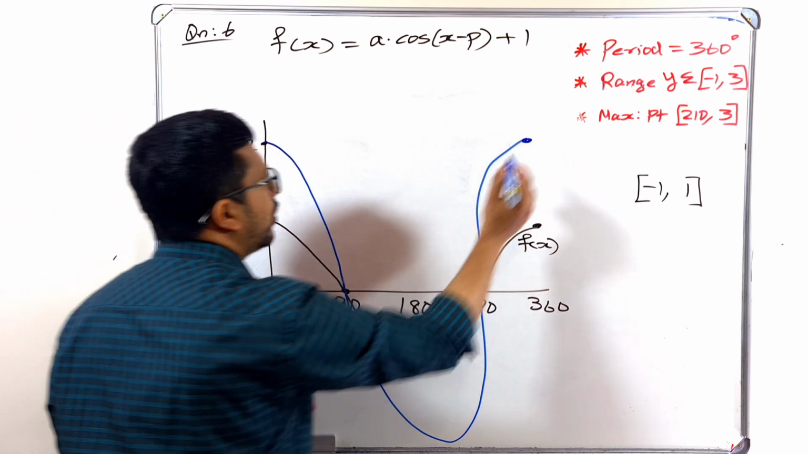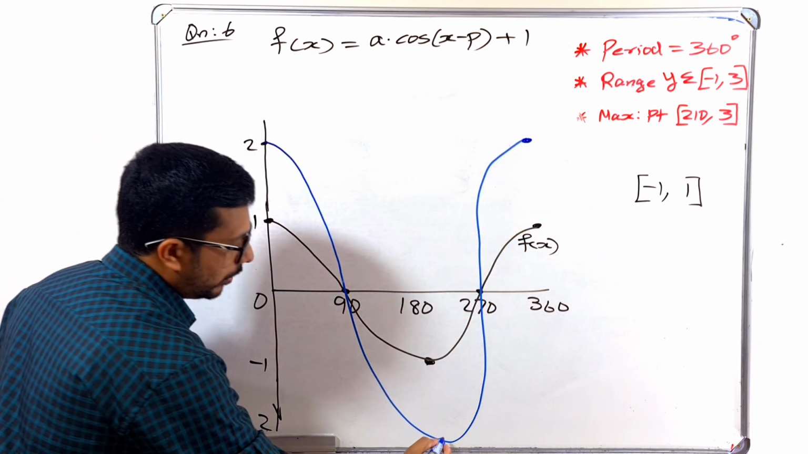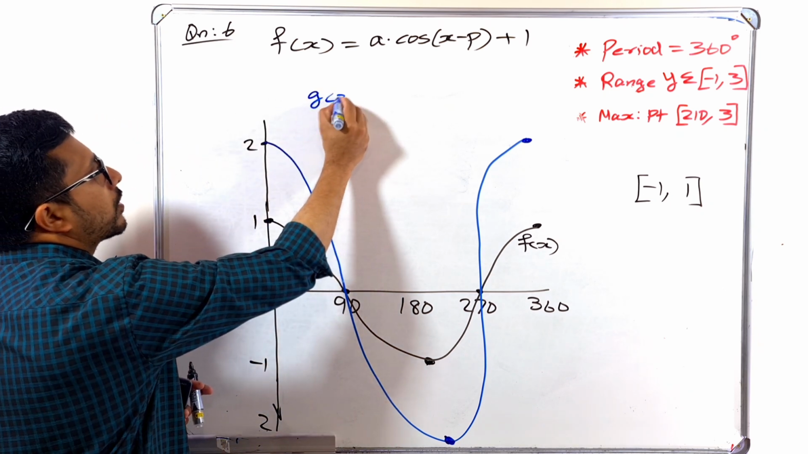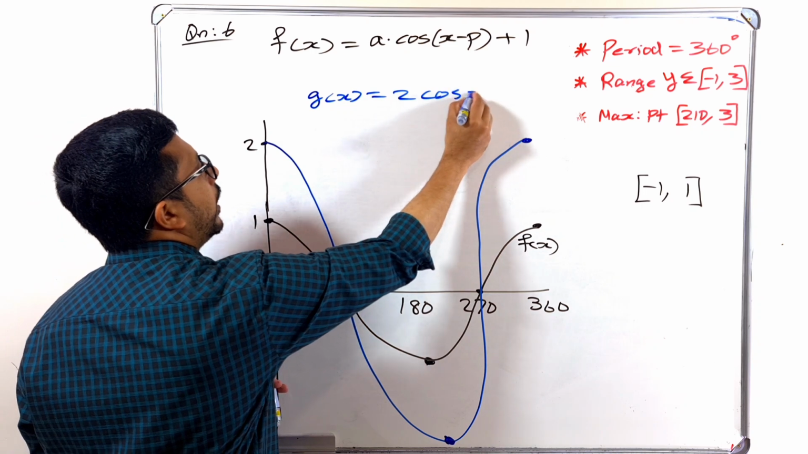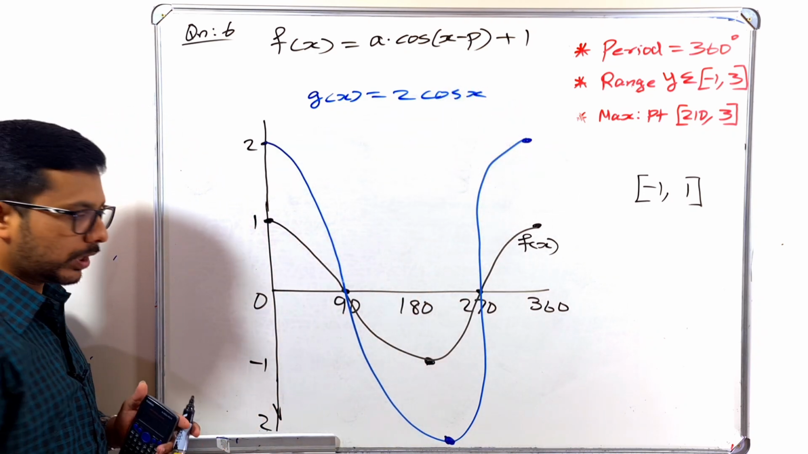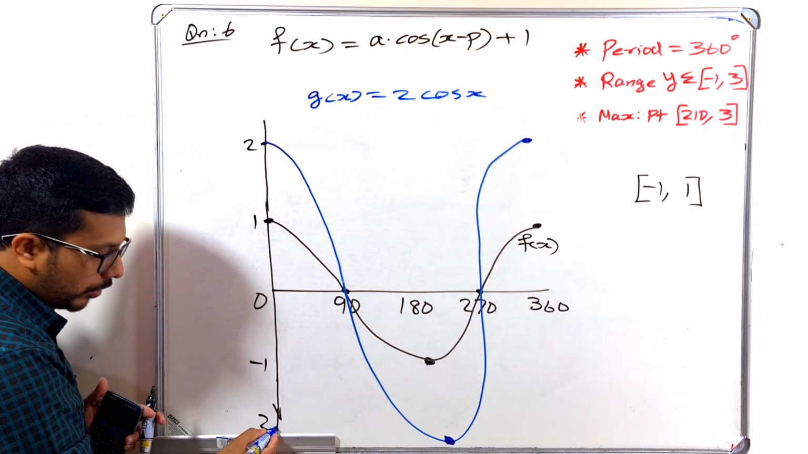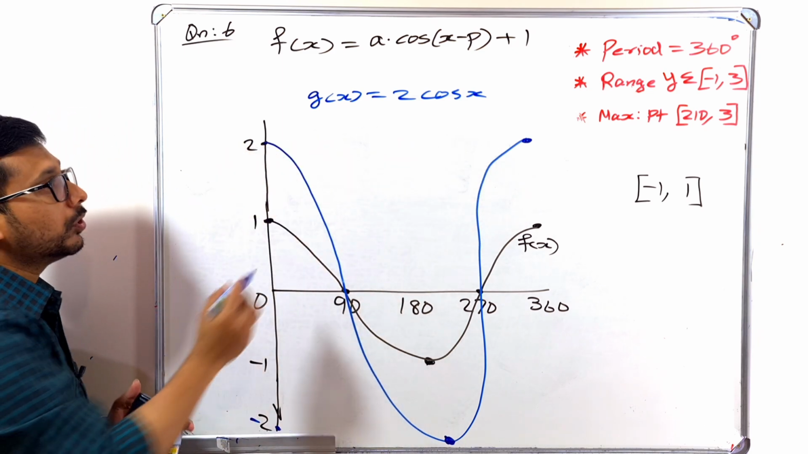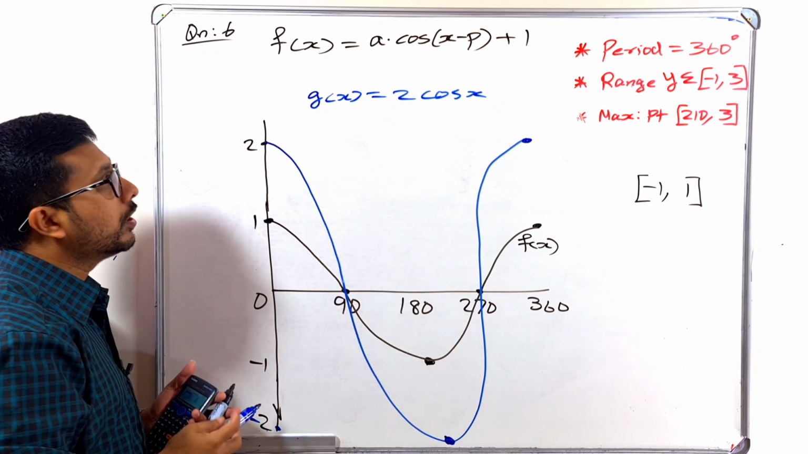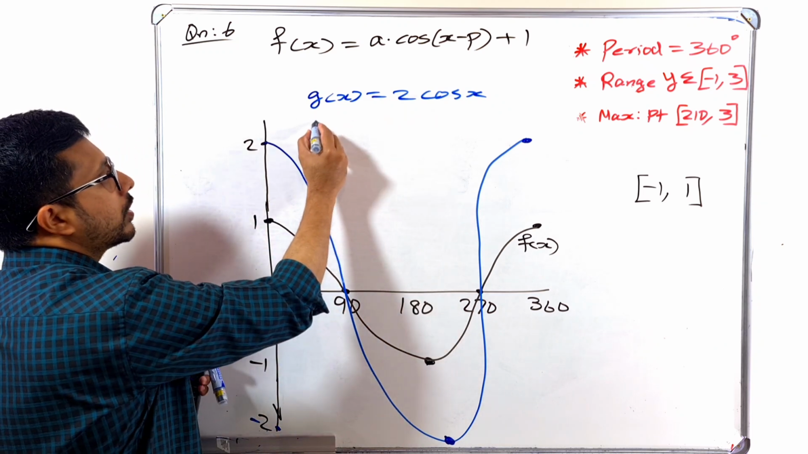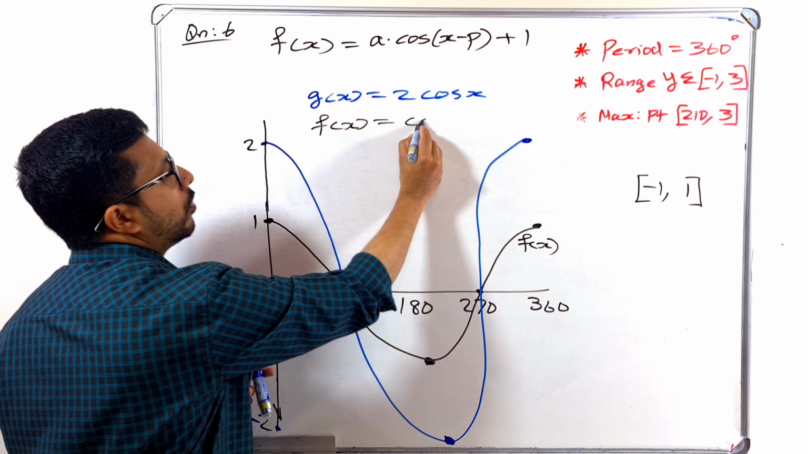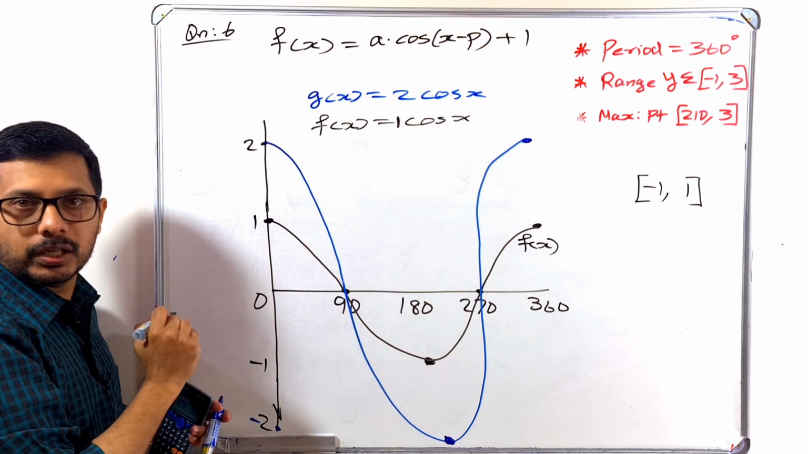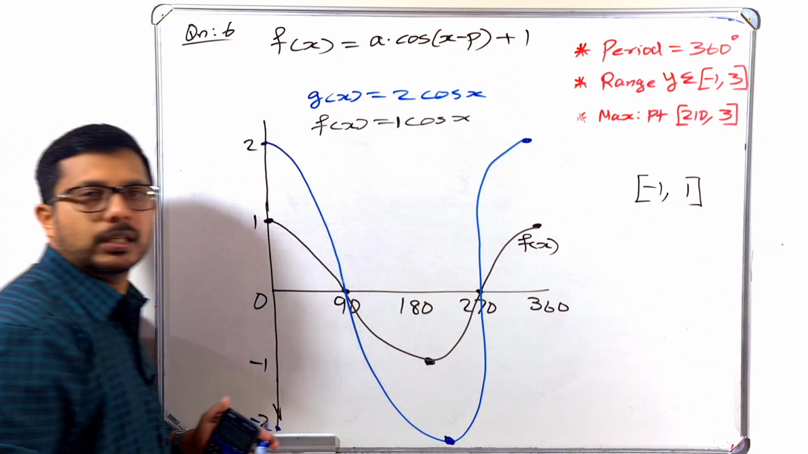The graph is not accurate, but anyway, here you can see that in this 2 cos x graph, g of x is equal to 2 cos x, the minimum value is -2 and the maximum value is +2. In the case of f of x equal to cos x, what is the value of a? It is 1. That is why here we got the range as -1 to 1.